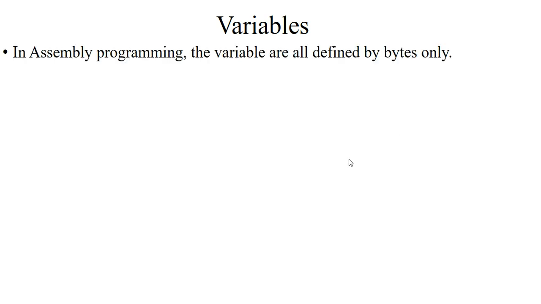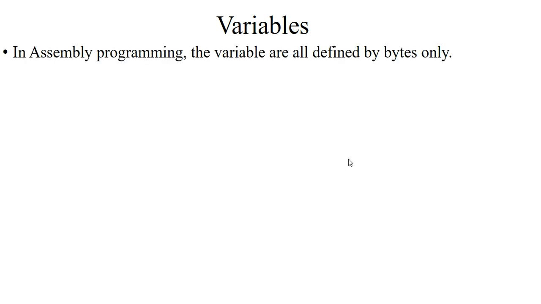Today we are going to look at ALP variables. How do we declare variables in assembly language programming for x86 microprocessors? So let's get into it.